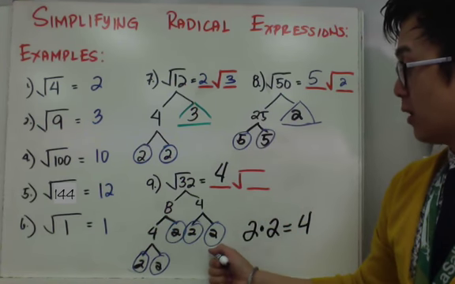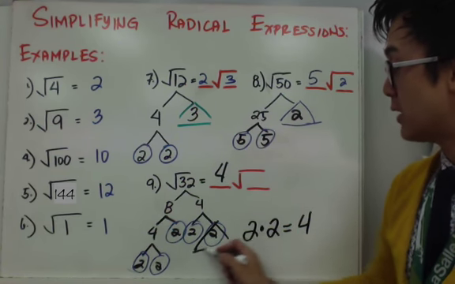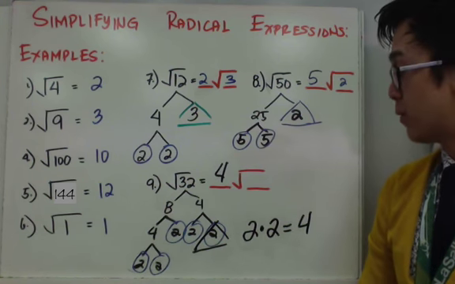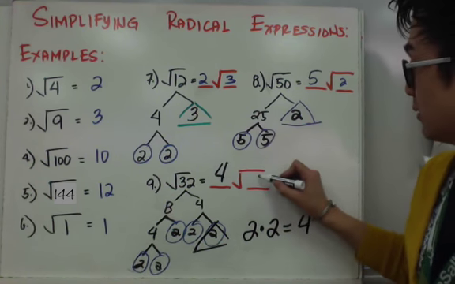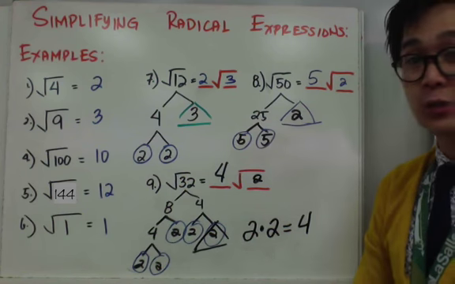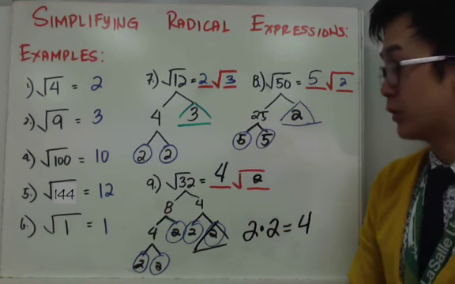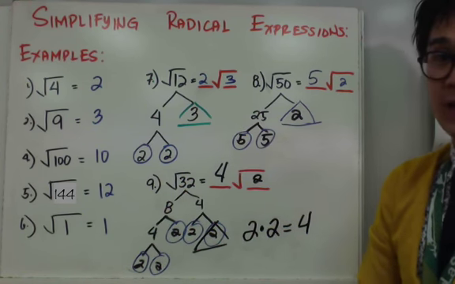How about the other 2 right here? So this 2 doesn't have a partner. So since it doesn't have a partner, it will stay inside the radical. So therefore, square root of 32 is simply 4 square root of 2. So that's how we simplify radicals.